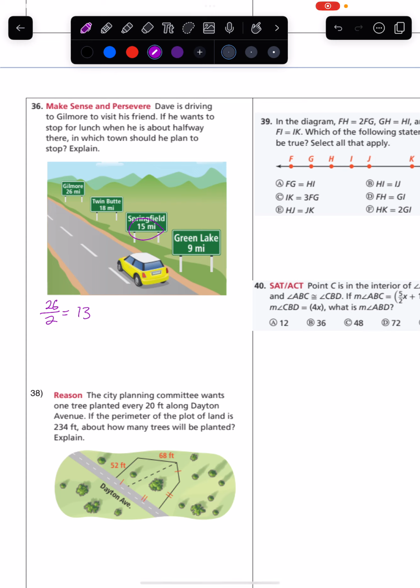Since Springfield is 15 miles away, then he's going to want to stop in Springfield because it's closest to 13 miles away. So Springfield is closest to 13 miles away. So he should stop there.